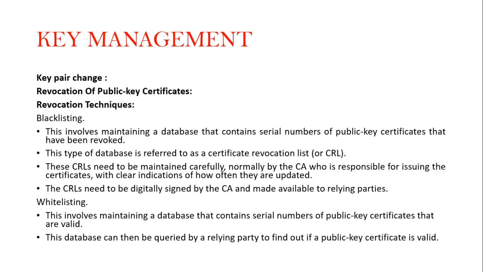These CRLs need to be maintained carefully, normally by the CA who is responsible for issuing the certificates. The CRLs need to be digitally signed by the CA and made available to relying parties. The second one is whitelisting. This involves maintaining a database that contains serial numbers of public key certificates that are valid. This database can be queried by a relying party to find out if a public key certificate is valid.